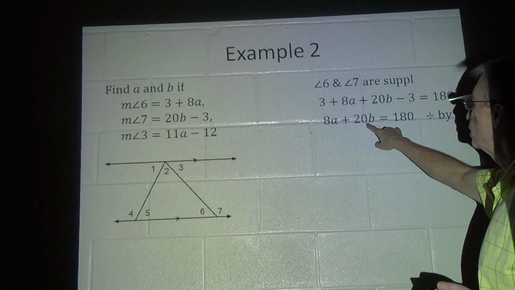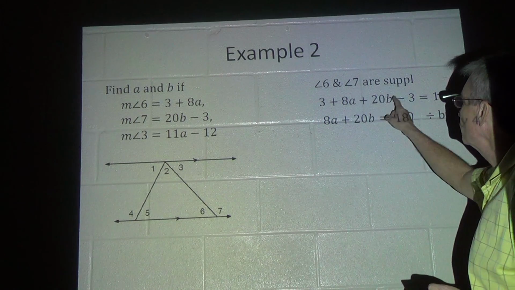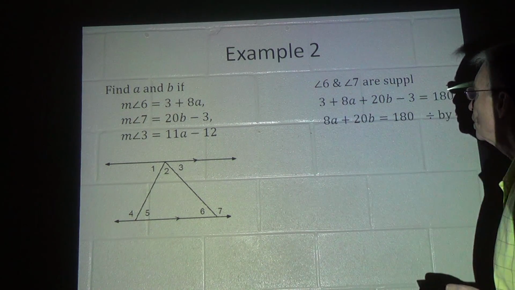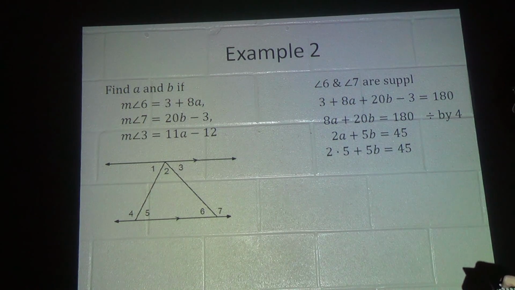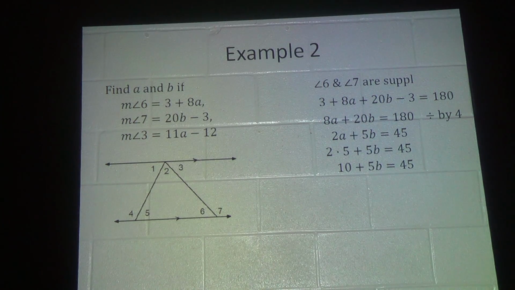We got that, and we're going to divide both sides by 4. What happened is these 3's canceled each other out, so we didn't have to worry about those. This gives us 2a plus 5b equals 45. We know that a is 5, so that gives us 2 times 5 plus 5b equals 45. So 10 plus 5b equals 45. We're going to subtract the 10 from both sides. Gives us 5b equals 35. Divide both sides by 5. Gives us that b is equal to 7.